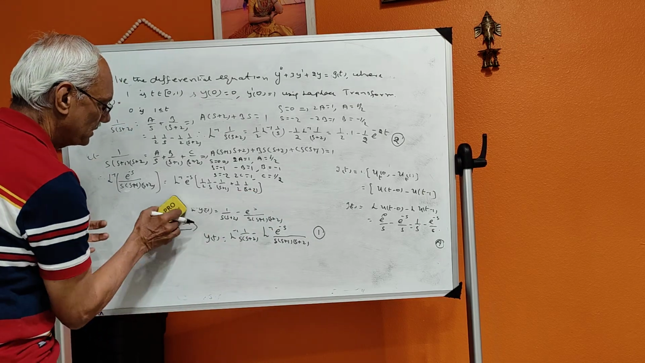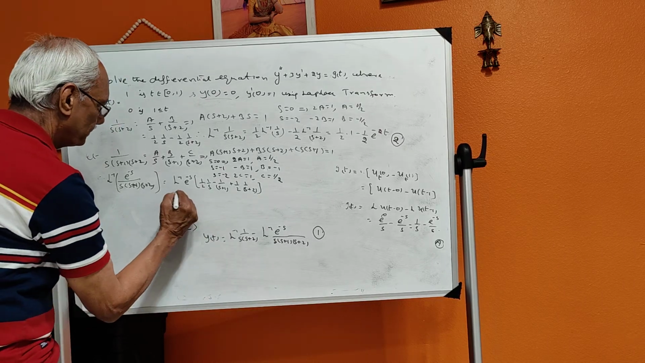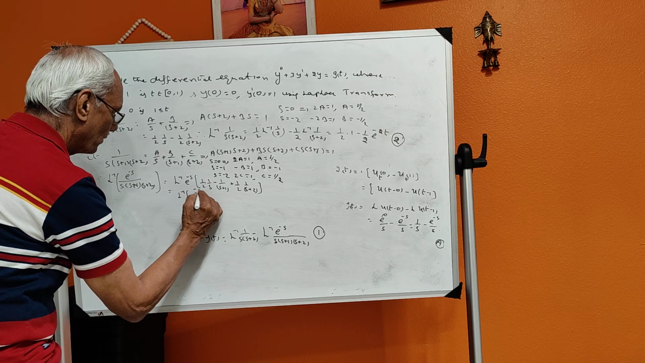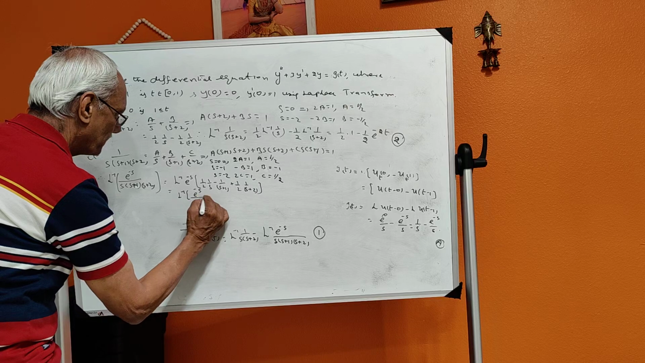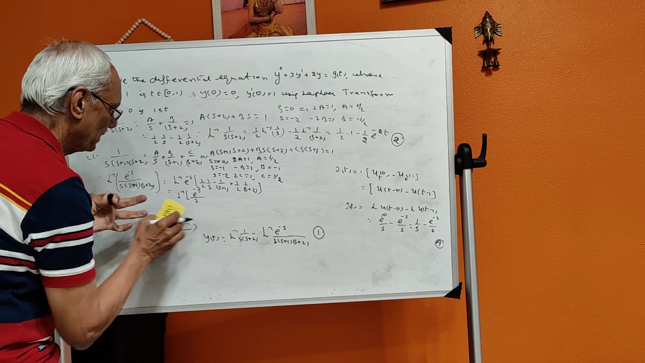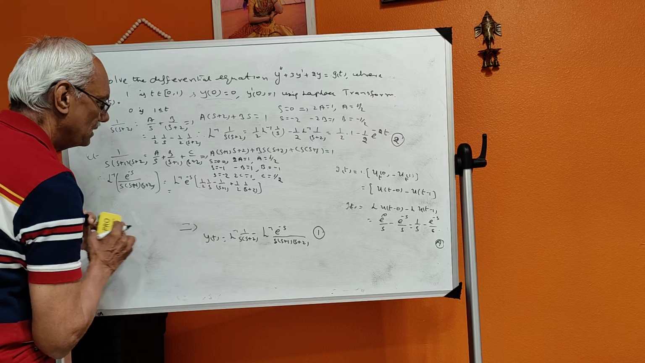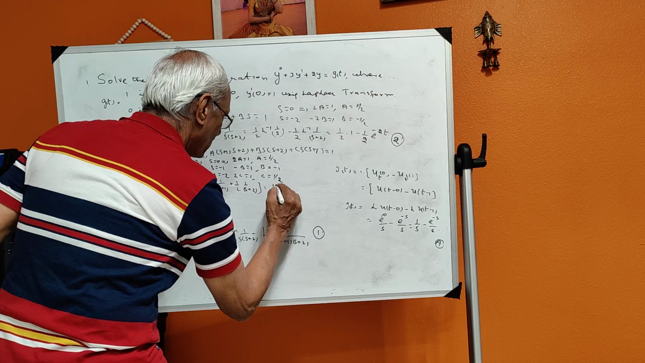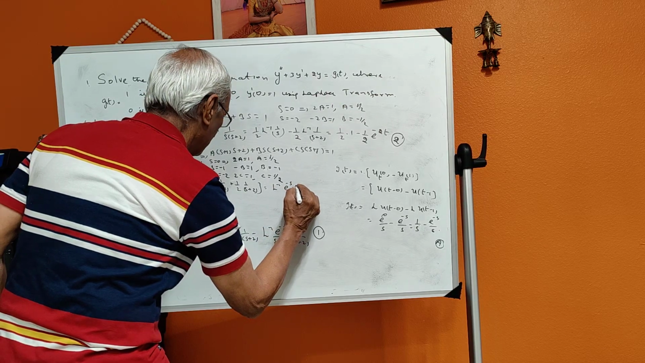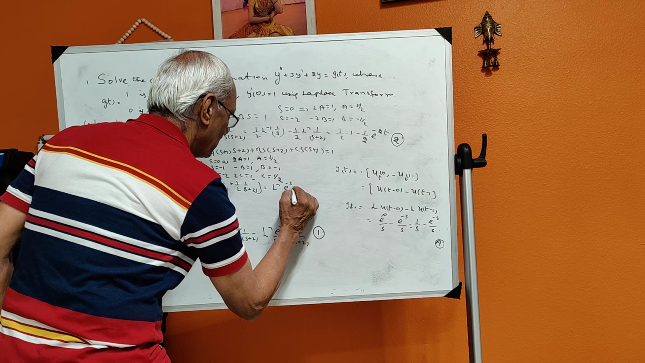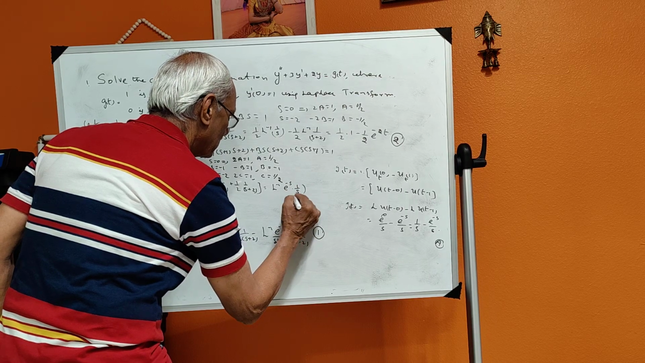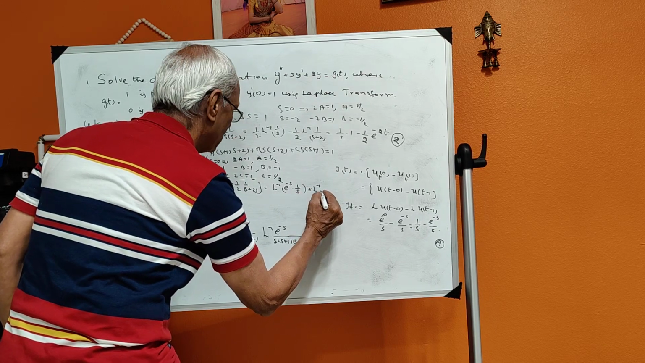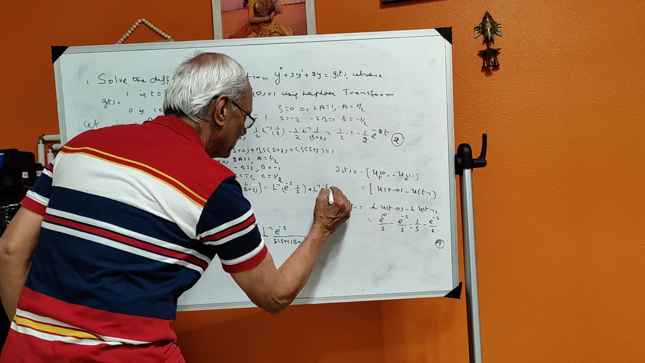So this will be equal to, so this is L minus 1 of e to the power of minus s divided by... I write it here like this. So this is equal to L minus 1 of e to the power of minus s into 1 by s plus e to the power of minus 1 into e to the power of minus s.